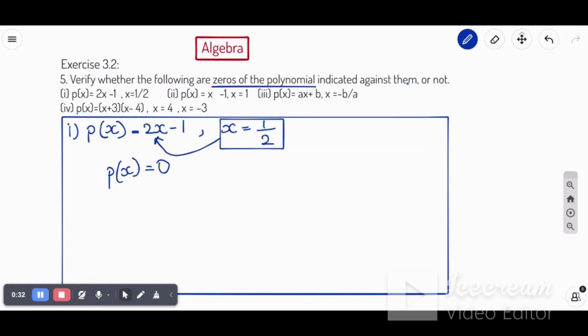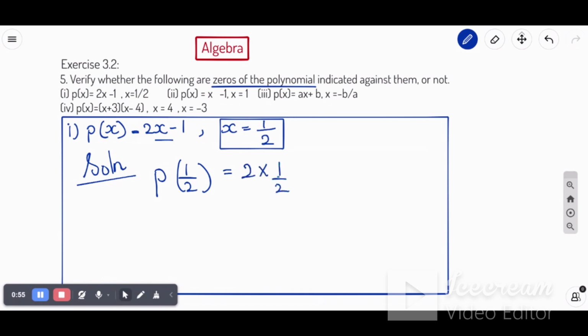Okay. So let us check in our given question. They have asked to check only whether it is a zero of the polynomial. So let us start our solution. In this first question, you have to put the given value 1 by 2. P of 1 by 2 is equal to, instead of x, you put 1 by 2. 2 into 1 by 2 minus 1. If you could see here, 2 into 1 by 2 means this 2 and this 2 will get cancelled. 1 2 is 2, 1 2 is 2. So that will be 1 minus 1 and that is equal to 0. So our P of 1 by 2 is equal to 0.